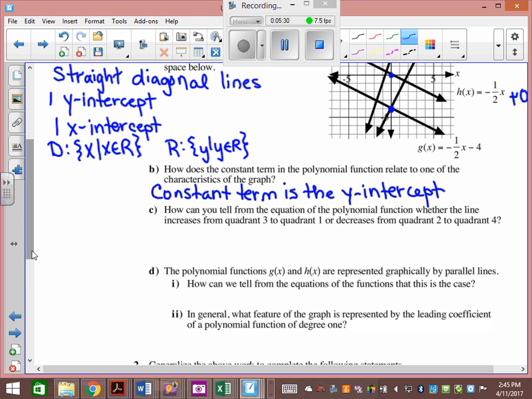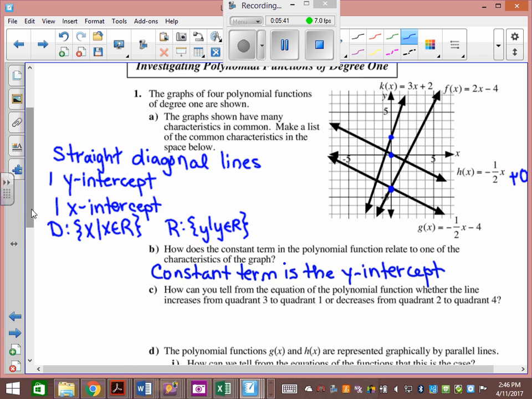How can you tell from the equation of the polynomial function whether the line increases from quadrants 3 to 1 or decreases from quadrants 2 to 4? Look at the equations and see if there's anything in common that could tell you if they're increasing or decreasing.